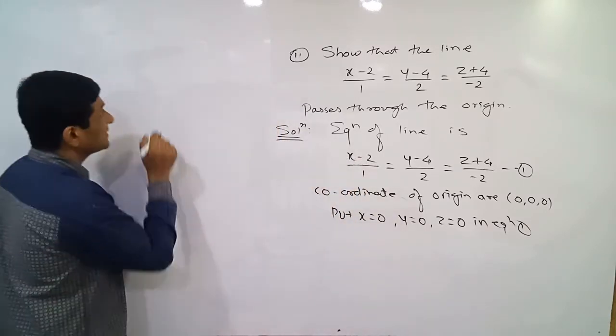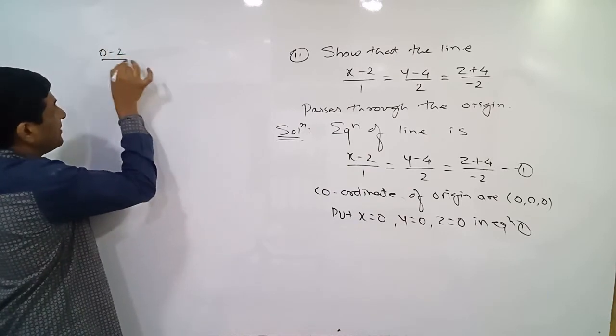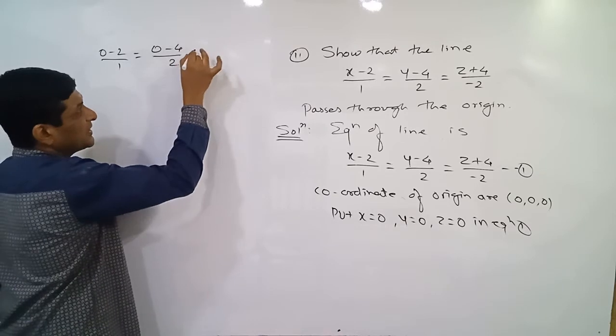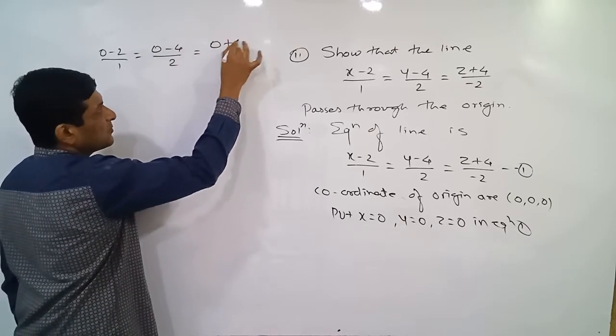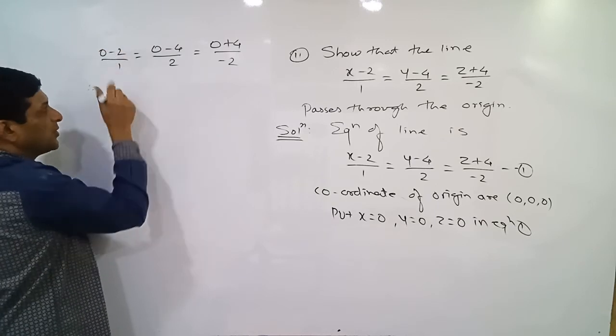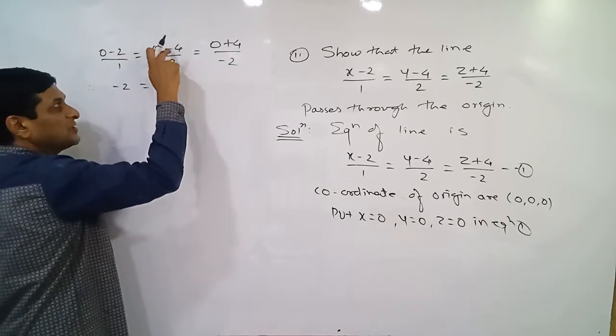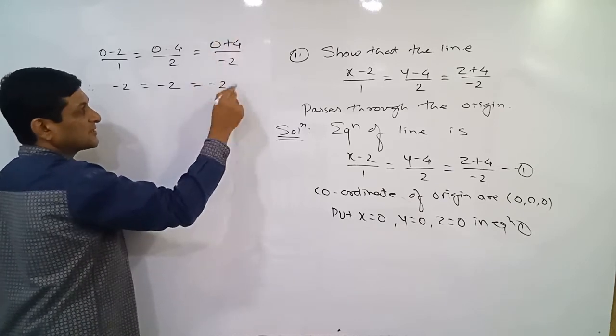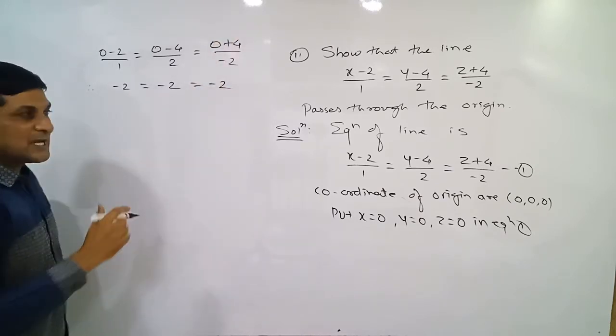So what will we get here? 0 minus 2 upon 1 is equal to 0 minus 4 upon 2. Replace z also by 0, 0 plus 4 upon minus 2. So therefore minus 2 upon 1 is minus 2. Minus 4 upon 2 is minus 2, and 4 upon minus 2 is also minus 2. All the values are equal.